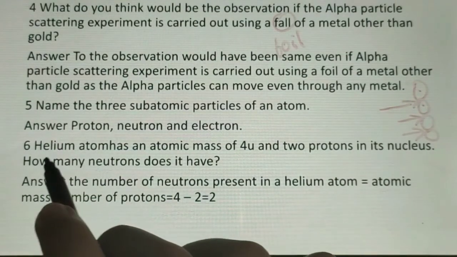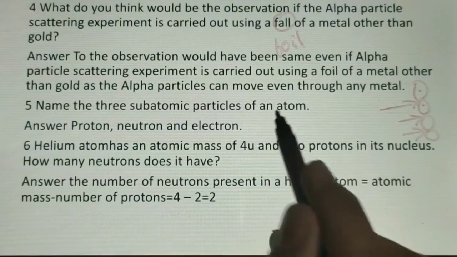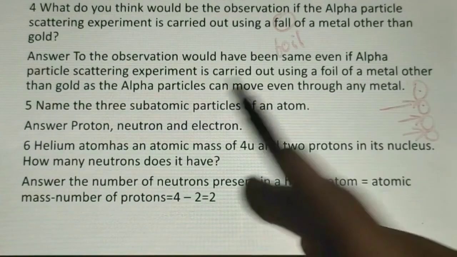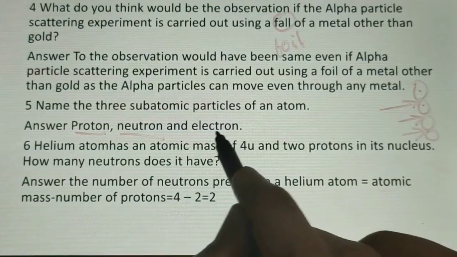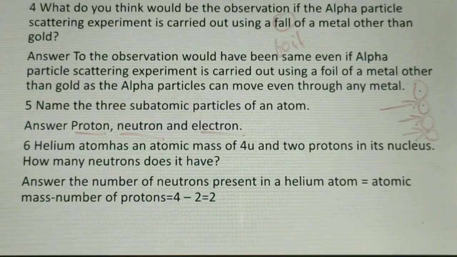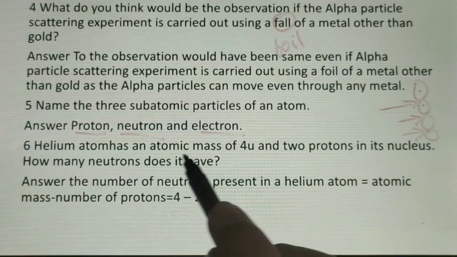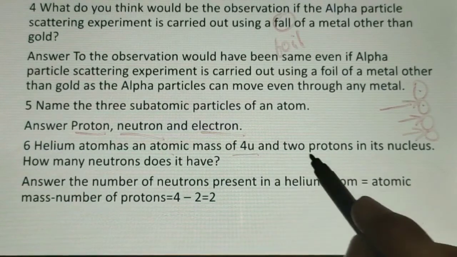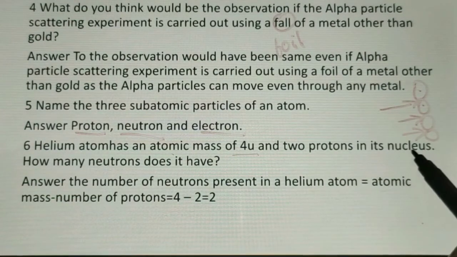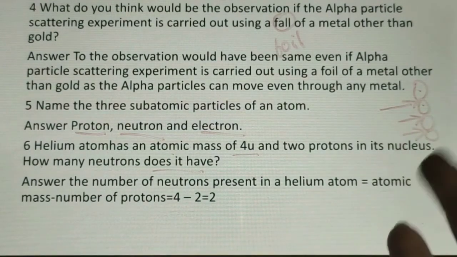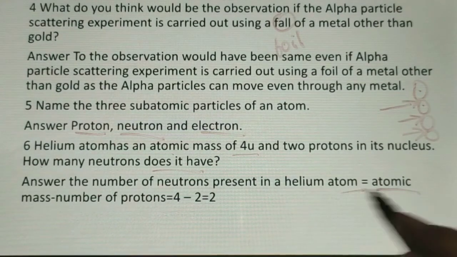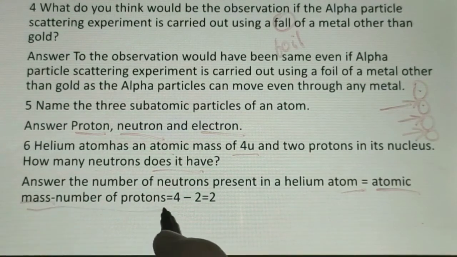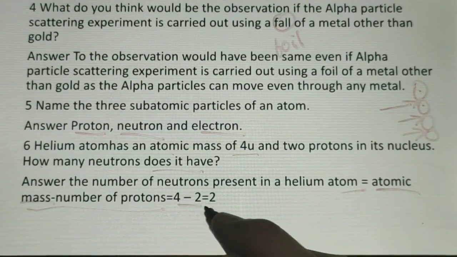Now the fifth question is, name the 3 subatomic particles of an atom. So as we have studied, the subatomic particles of an atom are proton, neutron and electron. Now the sixth question is, helium atom has an atomic mass of 4 u and 2 protons in its nucleus. So how many neutrons does it have? So the answer is very simple, that the number of neutrons present in helium atom is the atomic mass minus the number of protons. So that will make 4 minus 2 equals 2.